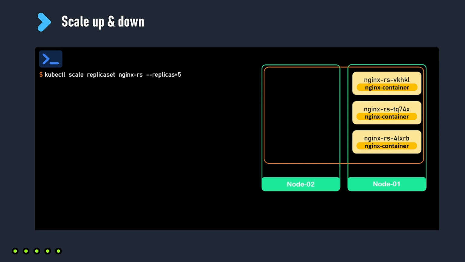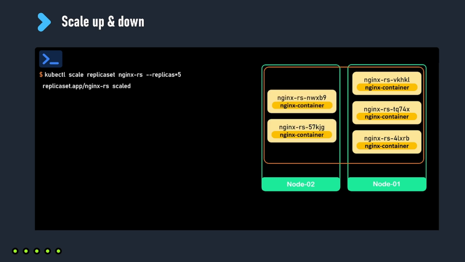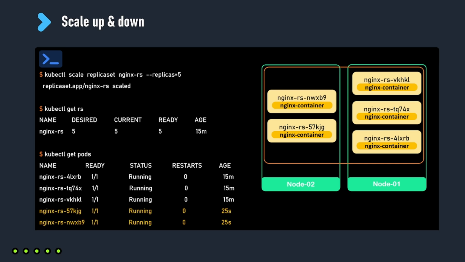For example, here the replicas option is set to 5, so by running this command, 2 additional pods will be created. And we can verify if the replica set was scaled successfully by executing the kubectl get rs command. And now the desired number of pods is 5, and all of them are up and running. And we can confirm that by listing the pods using the command kubectl get pods.